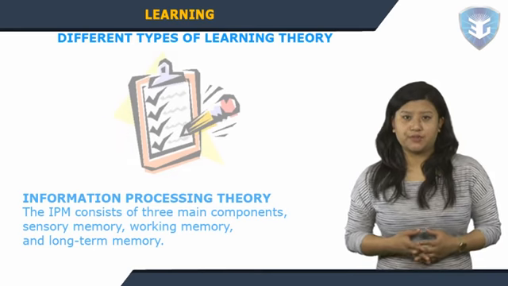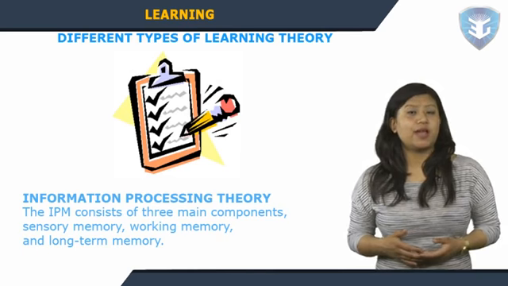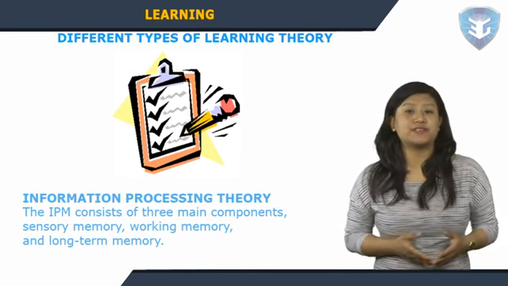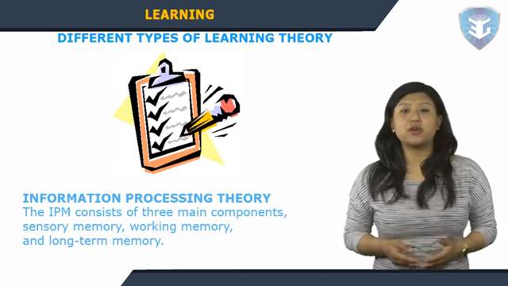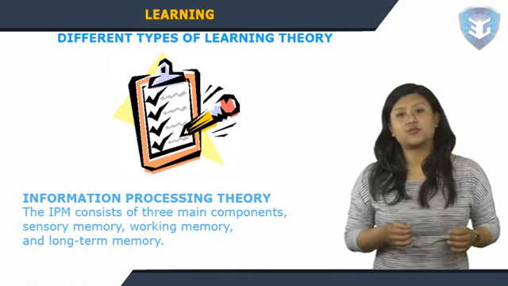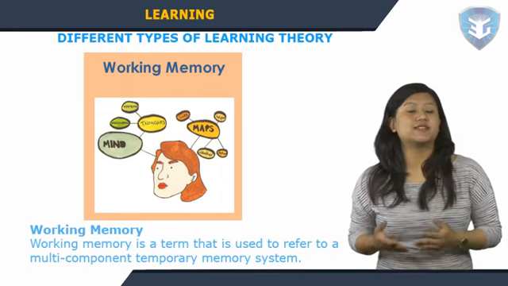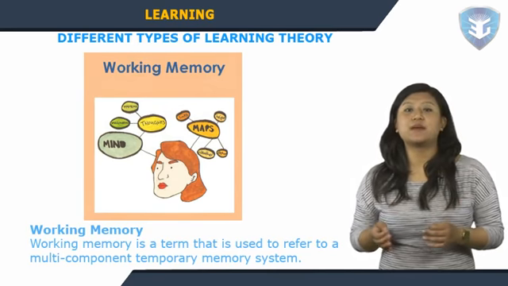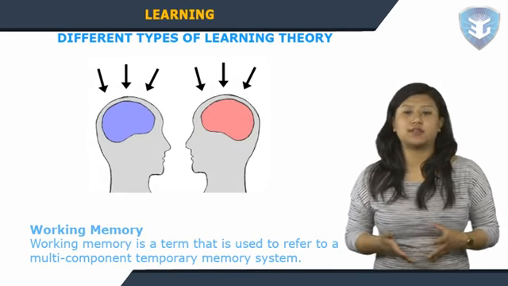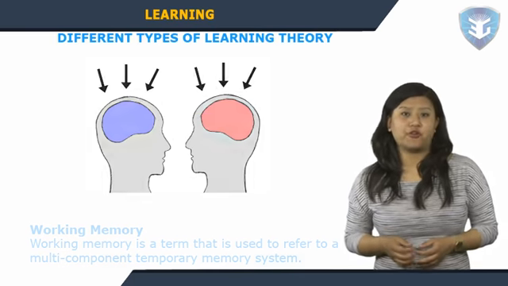Information processing theory. The information processing model consists of three main components: sensory memory, working memory, and long-term memory. Sensory and working memory enable people to manage limited amounts of incoming information during the initial processing, whereas long-term memory serves as a permanent repository for knowledge. Working memory. Working memory is a term used to refer to a multi-component temporary memory system in which information is assigned meaning, linked to other information, and essential mental operations such as inferences are performed.